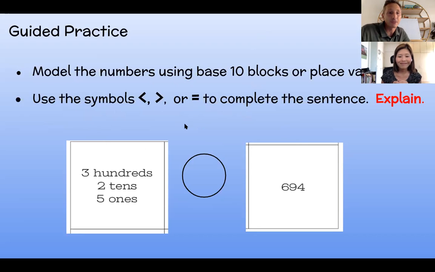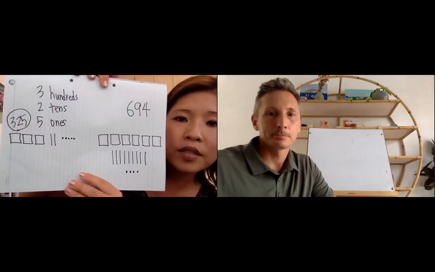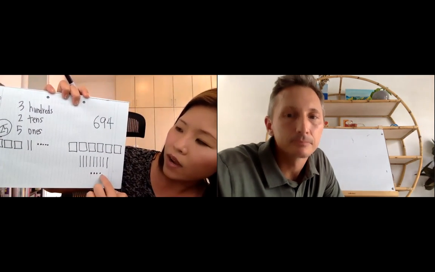So here we go. So you have 3 hundreds, 2 tens, and 5 ones. Is that greater than, less than, or equal to 694? Okay, so I have it. So 3 hundreds, 2 tens, and 5 ones. When I model that, 325, I have 325. And the other number on the other side was 694, standard form. I'm going to model it using place value or base 10 blocks. So I have 6 hundreds, 9 tens, and 4 ones.